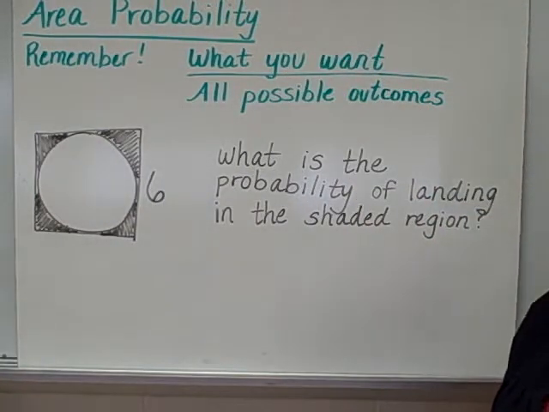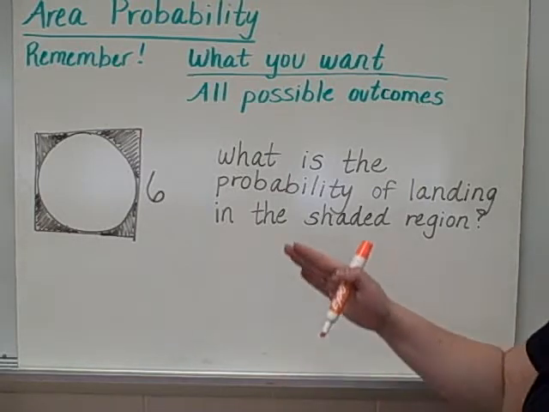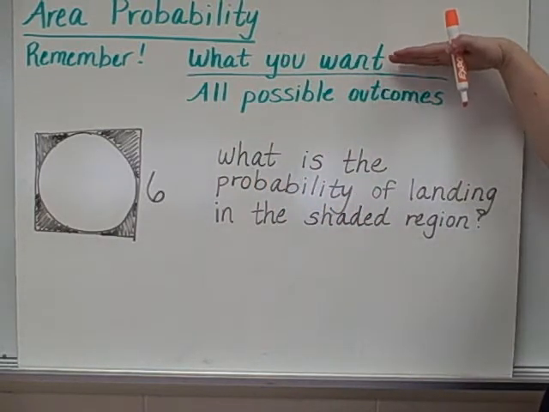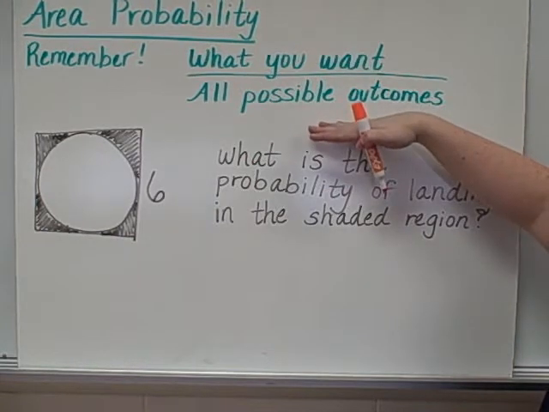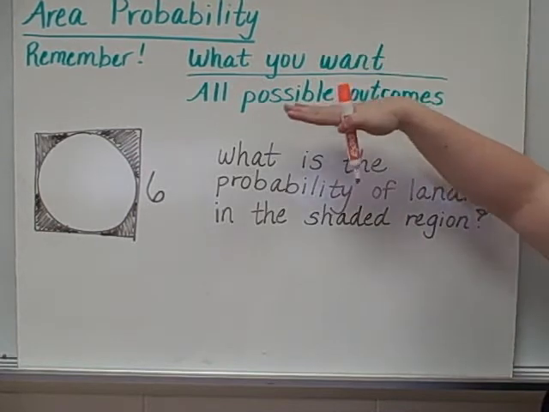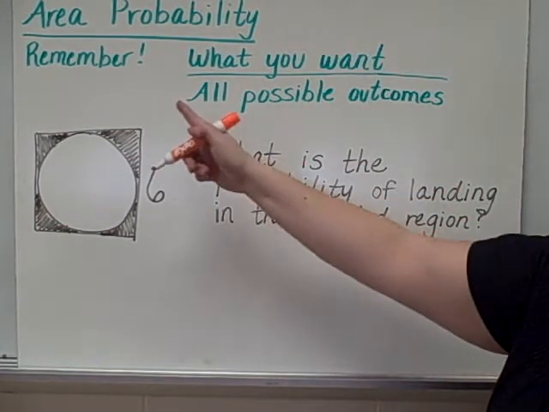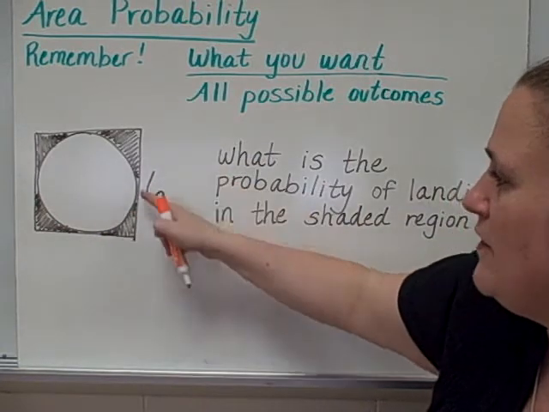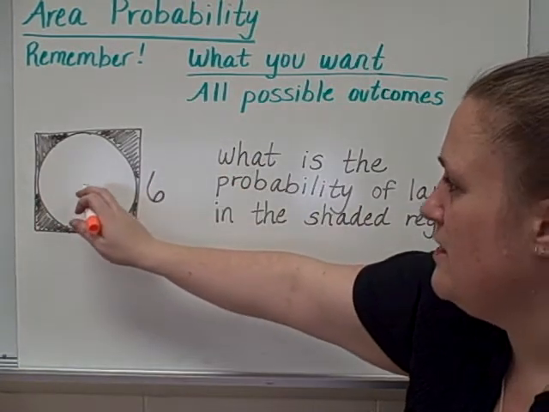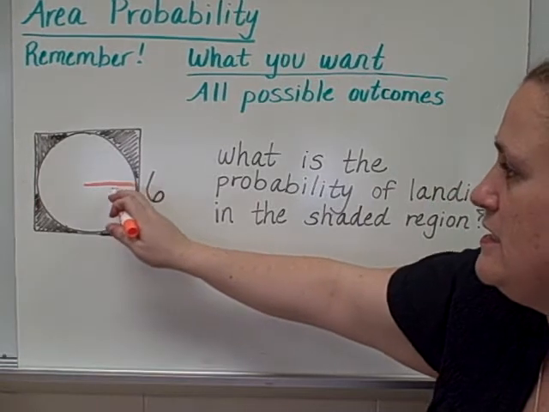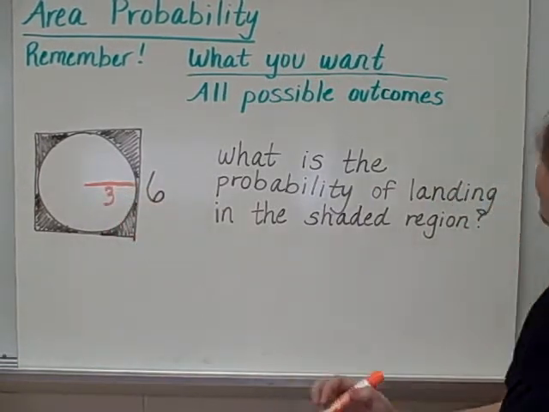So, area probability. It works the same way as regular probability, but this time we're talking about the area. Remember, it's what you want out of all possible outcomes. So in that case, it's the area you want over the total area. For the circle, if we have a diameter of 6, then that means our radius is 3.